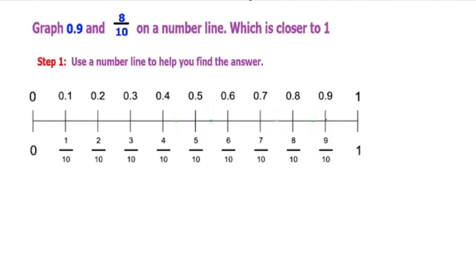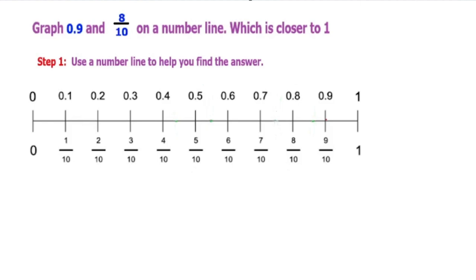And then 8 over 10 is right here, so let's fill that in a different color. So we could see that 0.9 is closer to 1. So this is the answer. So let's circle that. So the red one is the one that is closer to 1.